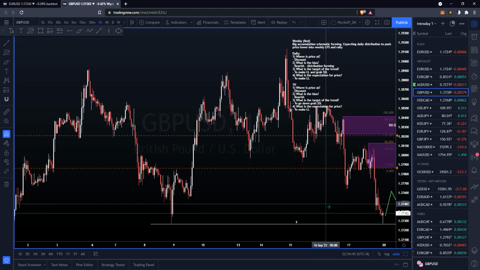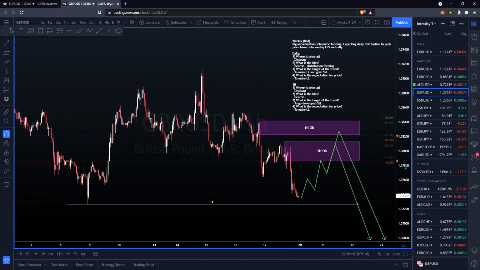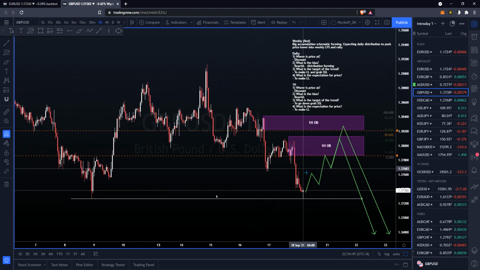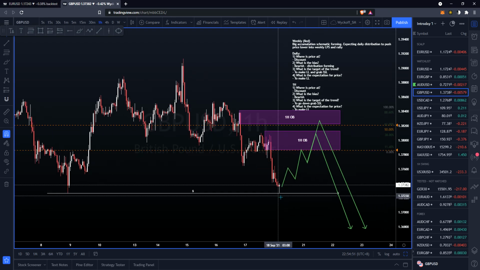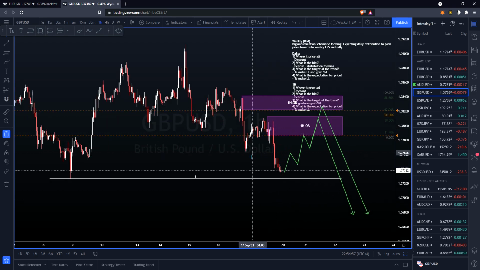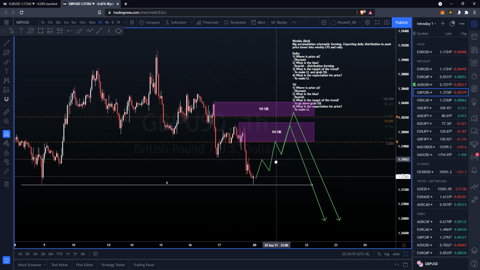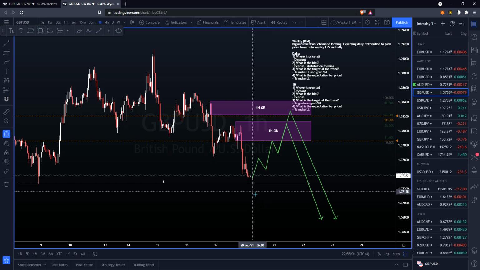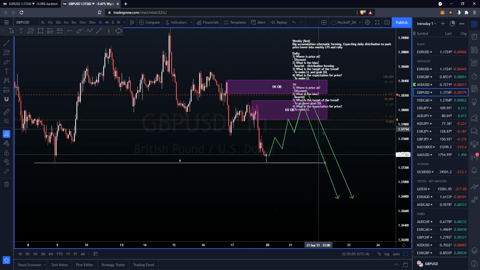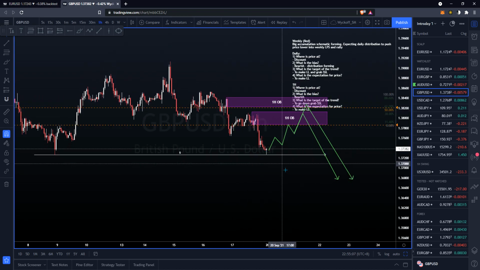So my bias right now is to wait for a retracement up to either of this 1 hour order block and look for a short over there. But if price takes out these equal lows over here, then I'll re-evaluate this scenario again.